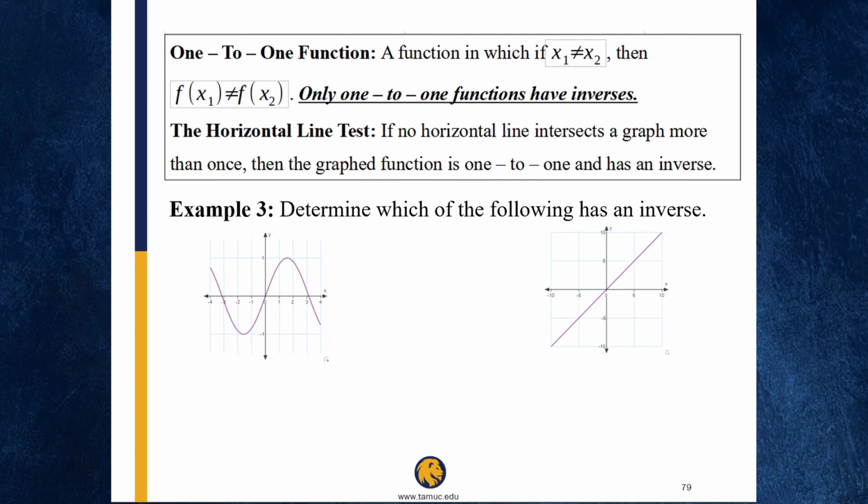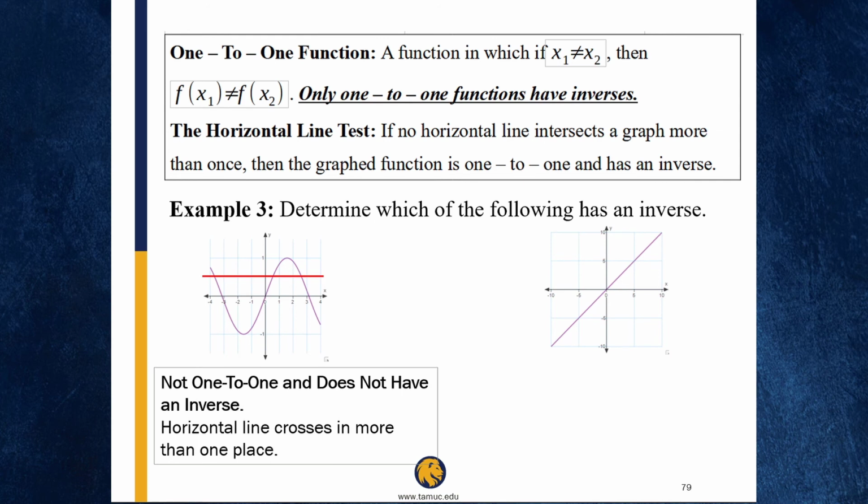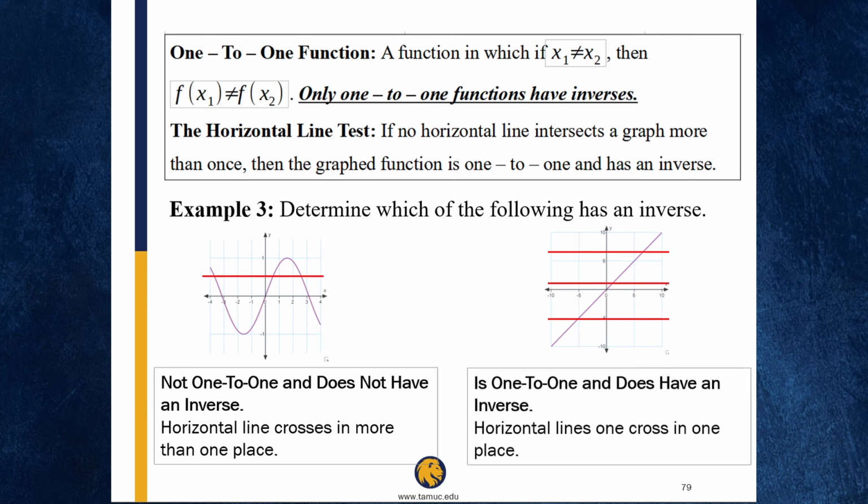On these next two, the first one, we can see with the horizontal line test that it's not going to work. So that one is not one-to-one and does not have an inverse, since the horizontal line crosses more than one time. The last one, any horizontal line will only cross at one point, so that one is one-to-one and does have an inverse.